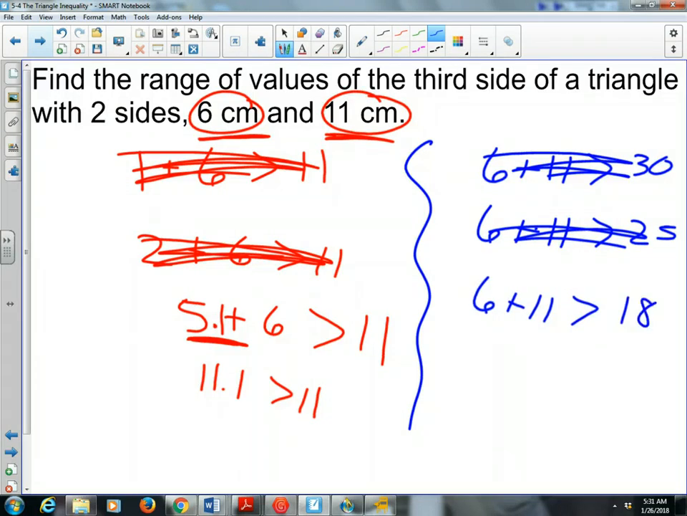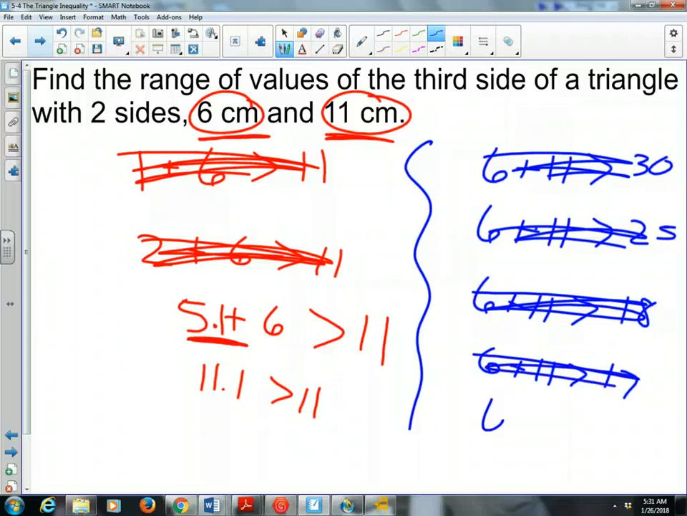So could I have my third side be 18? I'm getting closer. 6 plus 11 is 17. So even if I had a length of 17, I could not have a triangle, because the sum of the two short sides has to be greater than the third. However, what if it was just less than 17? What if it was 16.9? Could I have a triangle that has side lengths of 6 centimeters, 11 centimeters, and 16.9 centimeters? Yes, you could, because 17 is greater than 16.9.